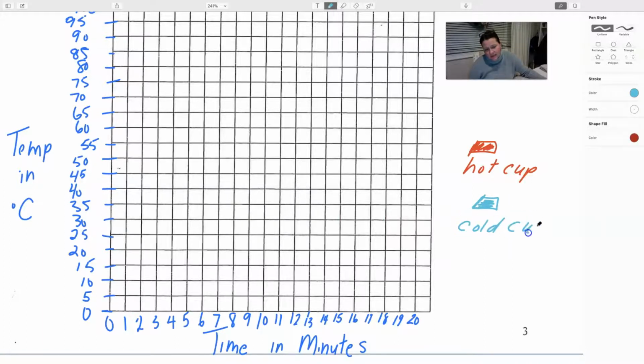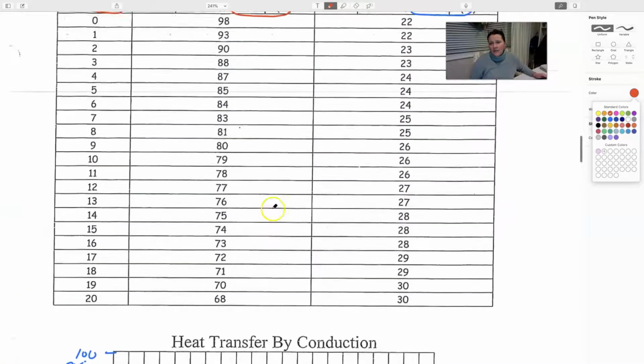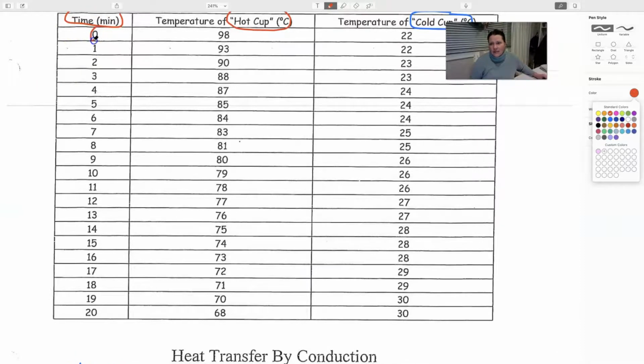Okay, here's my little key that tells me which one's which, and then you just start to plot. So if I go back to my red color, whichever one I chose, I think it was that one. Okay, go back to my data. We're going to start here at 0 minutes. Your hot cup was 98.